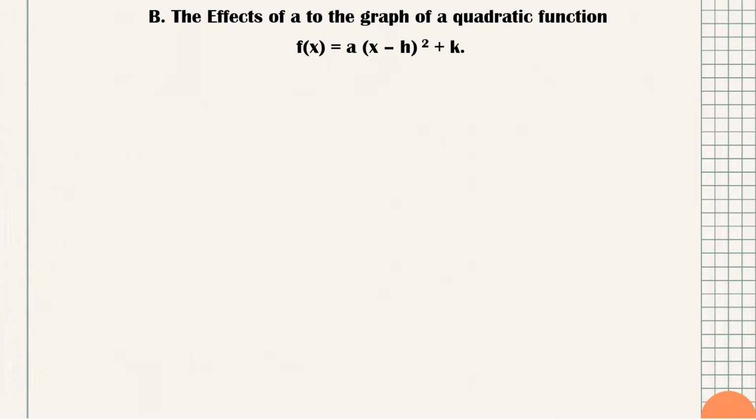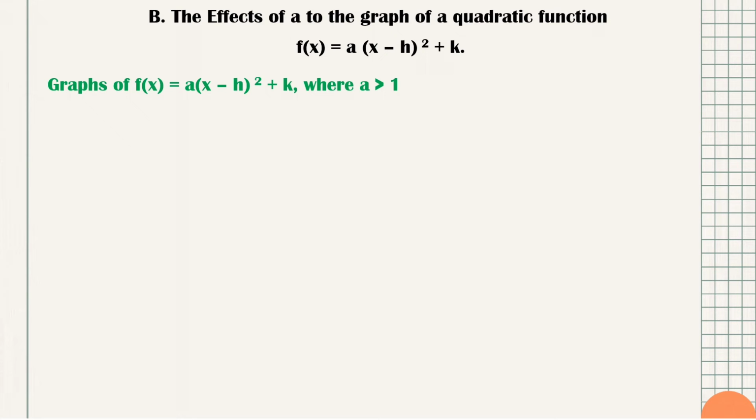Now we are done with the effects of h and k to the graph of a quadratic function, wherein the horizontal shifting of the parabola to either left or right depends on the value of h, while the vertical shifting of the parabola to either up or down depends on the value of k. Now let's move to the effects of a to the graph of a quadratic function.